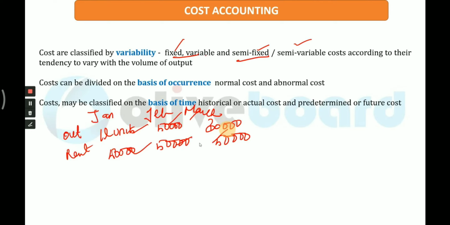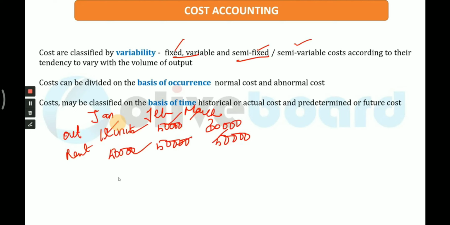Whether the output is 1 lakh or 2 lakh or 30,000 or zero, doesn't matter. You have to pay me the same rent. Say, for example, in January I manufactured 1 lakh. So what if I say to my owner, wow, I manufactured so much, I will give you 70,000 rupees rent? Will he agree? Obviously not. So that type of cost is known as fixed cost.